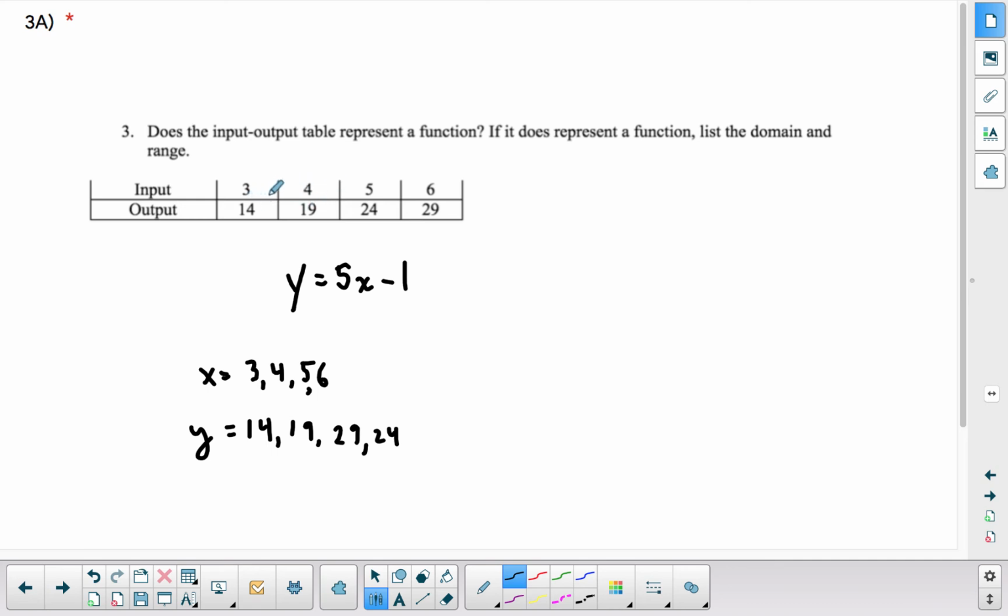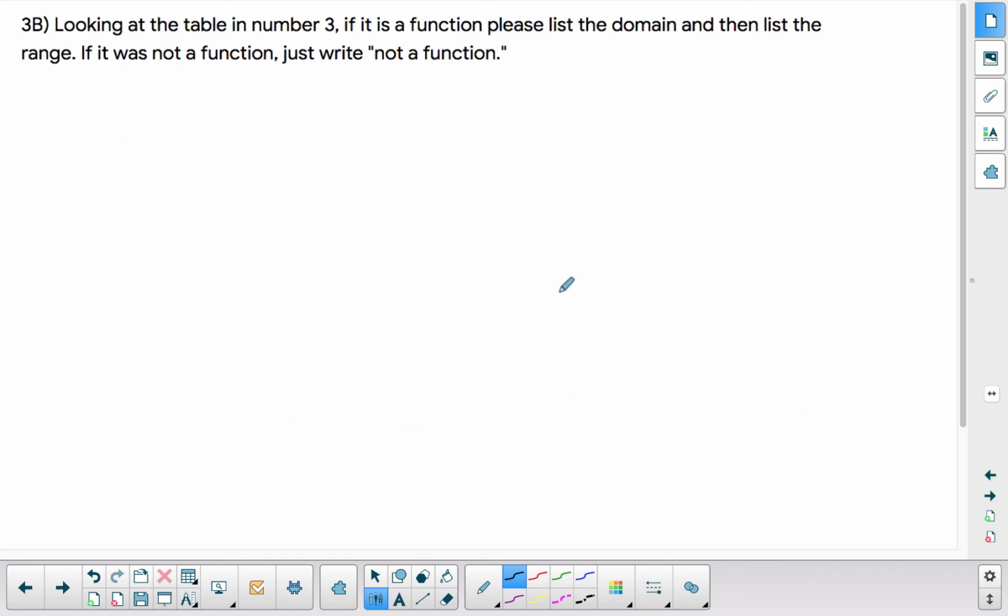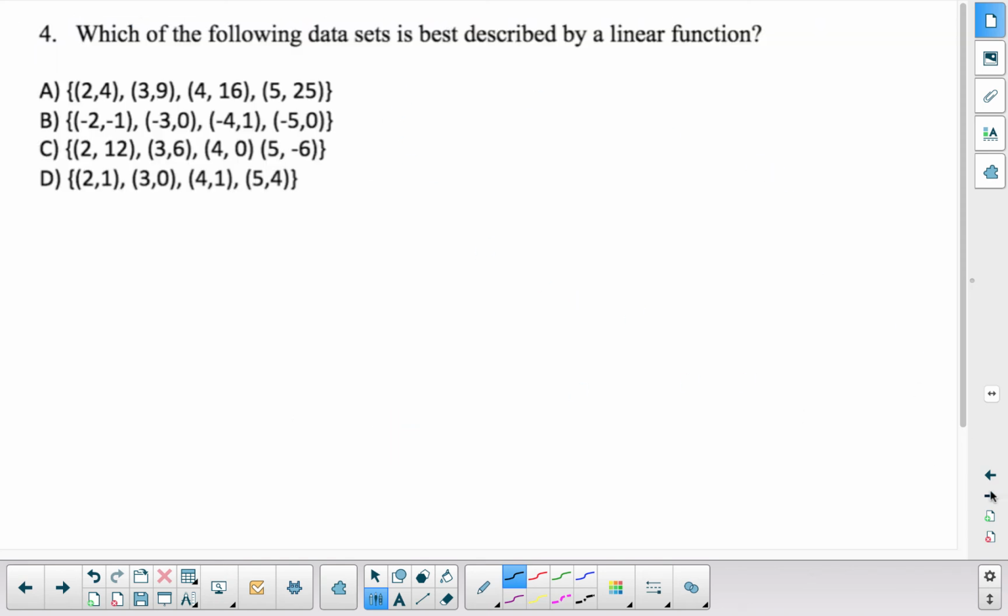Maybe it's only looking at a 3-year-old, 4-year-old, 5-year-old, and 6-year-old in the data. I don't know. So you could make an argument for me that the domain is 3, 4, 5, 6, the range 14, 19. I should have put 24 there, but 24, 29. And I just went over the range there and the domain.